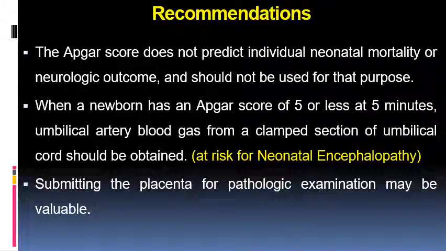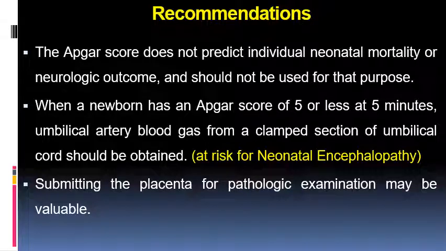And if you see, there are some recommendations also. The Apgar score does not predict individual neonatal mortality or neurological outcome and should not be used for that purpose. So it is not a tool to predict individual neonatal mortality, or we cannot use this score to rule out some neurological outcomes. And when a newborn has an Apgar score of 5 or less at 5 minutes, umbilical artery blood gas from a clamped section of umbilical artery should be obtained. So this is to rule out mainly, sometimes it is due to neonatal encephalopathy, that is, the baby gets a score of 5.